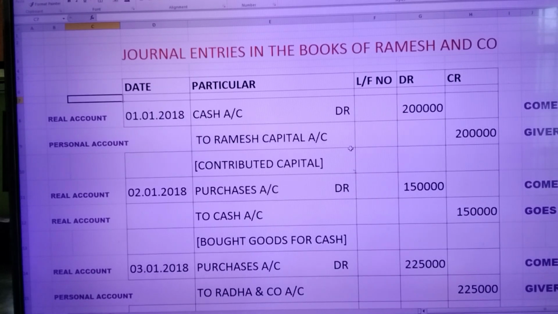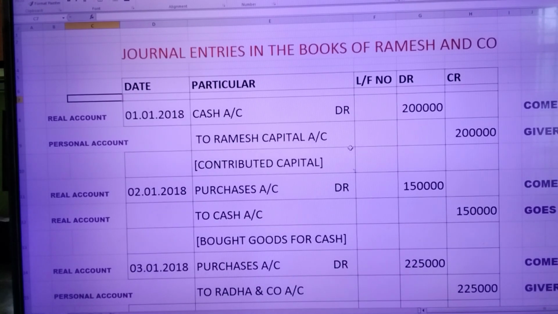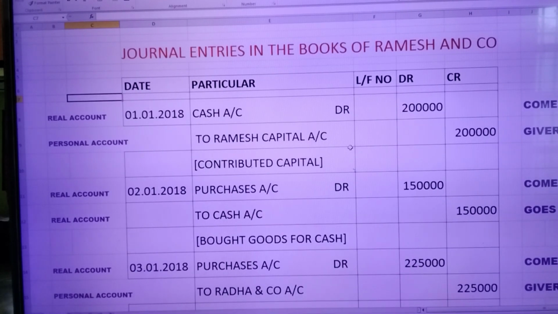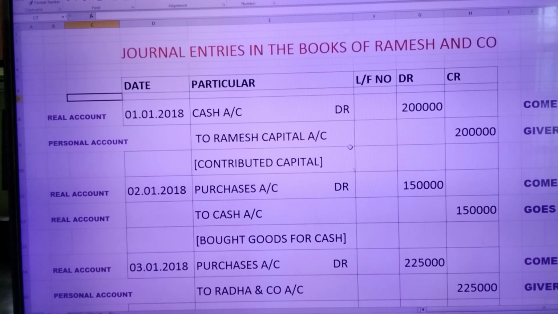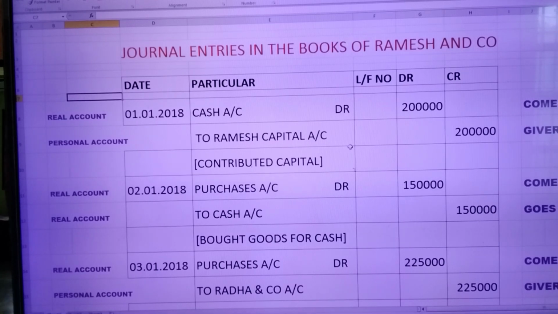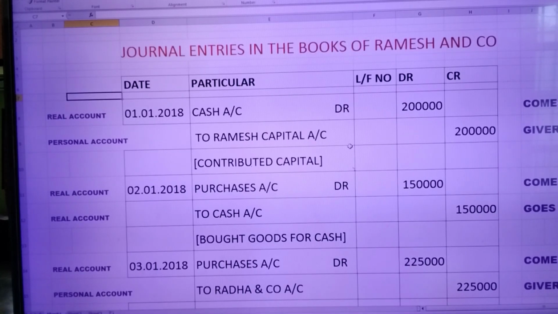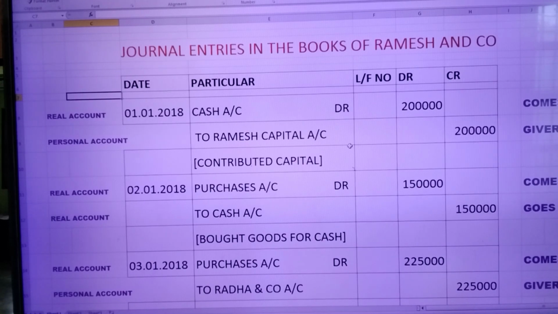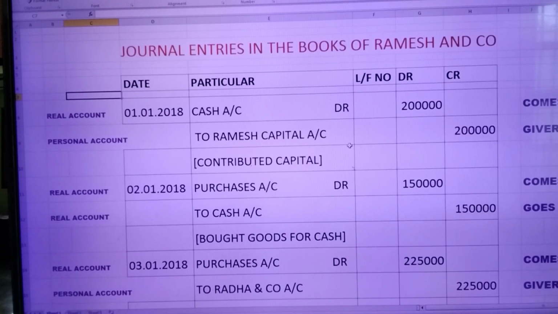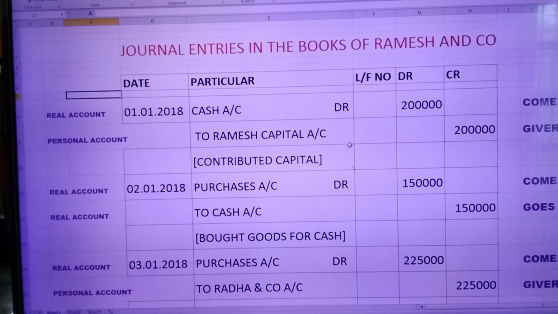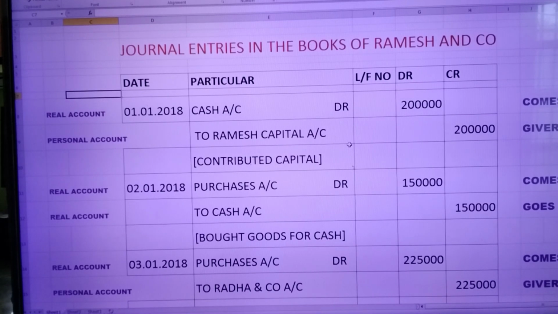Okay, before journal entries, you should understand what is meant by transactions. Transactions are the day-to-day activities of the business. There are so many transactions in a business: commence business, purchase goods, selling goods, paid rent, paid salary. There are innumerable transactions, so that's why it is called transactions. Transaction only represents day-to-day activities of the business.